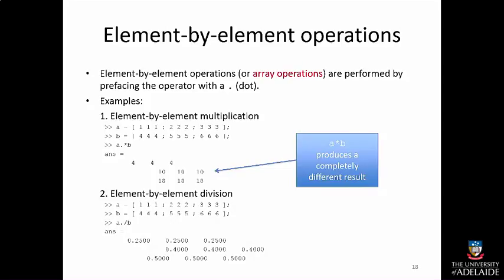Element by element operations are performed by prefixing the operator with a dot. I guess we just did a lot of such examples: whenever you have element by element operations, you put a dot there. And for element by element division, you would do A dot / B.